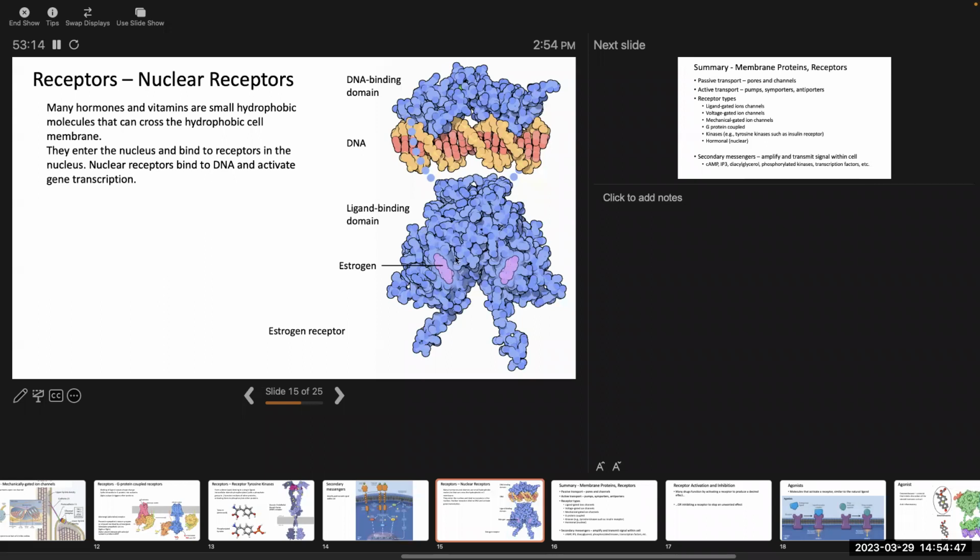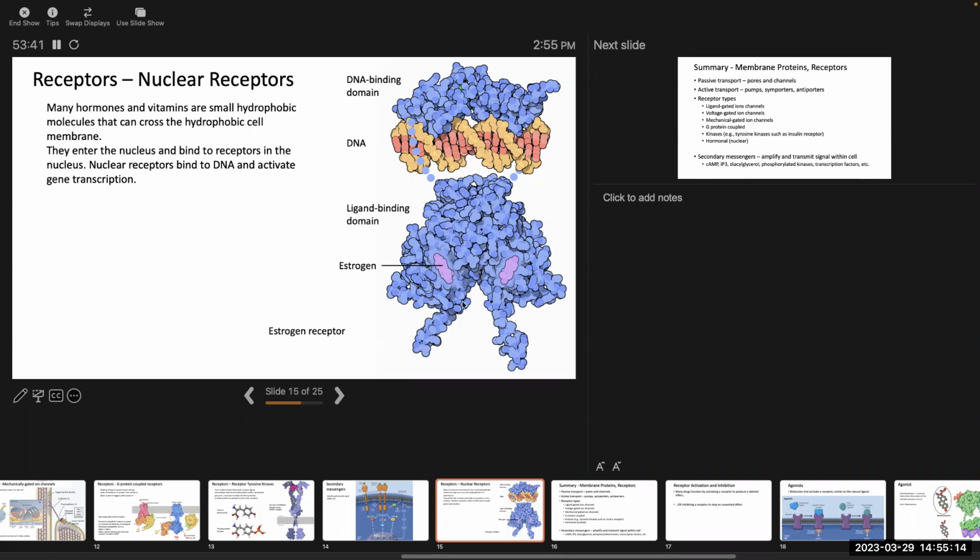So over here on the right, you see an example of the estrogen receptor. Estrogen is shown in light purple down here. It's a lipid that's very similar in structure to cholesterol. That's going to just diffuse easily across the cell membrane, because it's just like the cell membrane, it's also non-polar or hydrophobic.